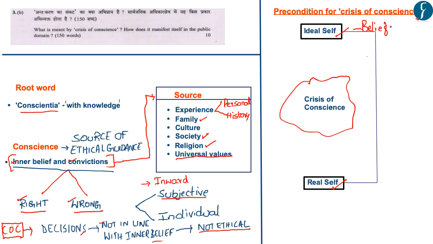In that, while the beliefs of an individual constitute what is called the ideal self, the actions of the individual portray his real self. Now, a mismatch between beliefs and actions, in other words, ideal self and real self, gives rise to a state of crisis of conscience in an individual.